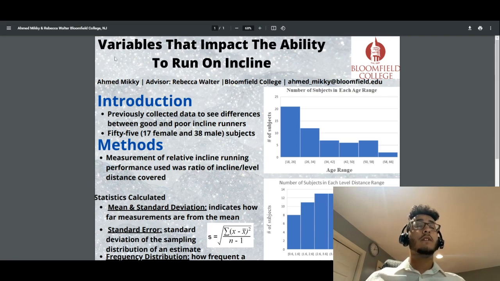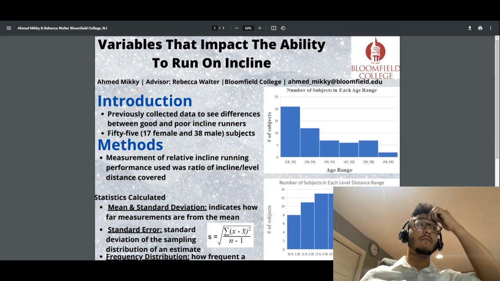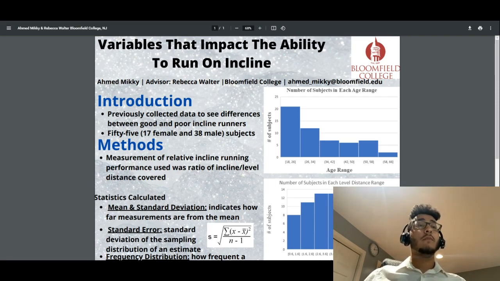So my research is titled Variables that Impact the Ability to Run on Incline. And this included me trying to find the relationship between variables when it comes to running on an incline. Since the beginning of time, humans have generally been great runners. But since then, we have transitioned from hunters and gatherers to using vehicles to go from one place to another. This then led me to research what makes certain people better at running than others, specifically on an incline.